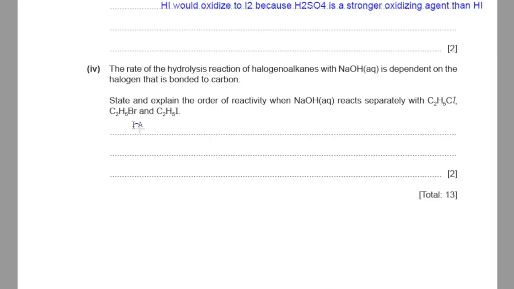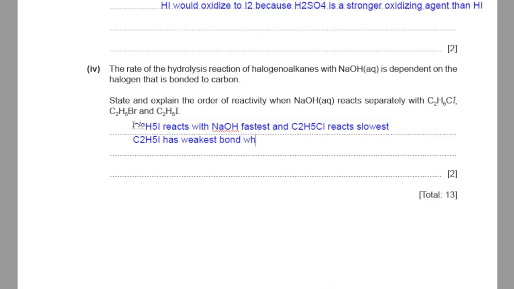So I should write that ethyl iodide reacts with NaOH fastest, and ethyl chloride reacts slowest. And the reason for it is that ethyl iodide has the weakest bond, whereas the bond of ethyl chloride is the strongest.